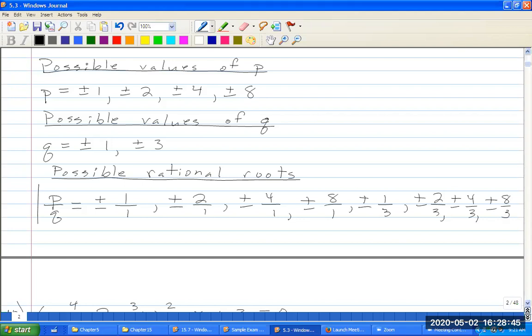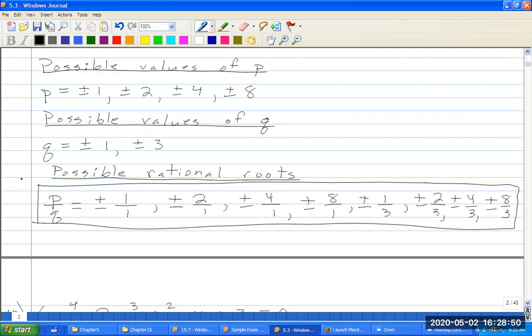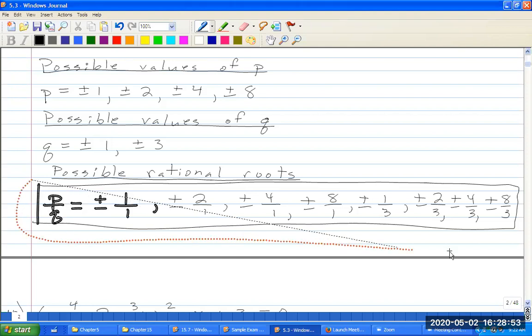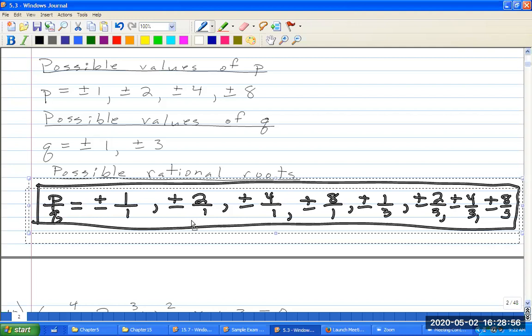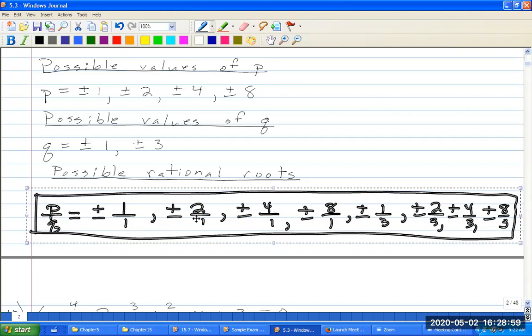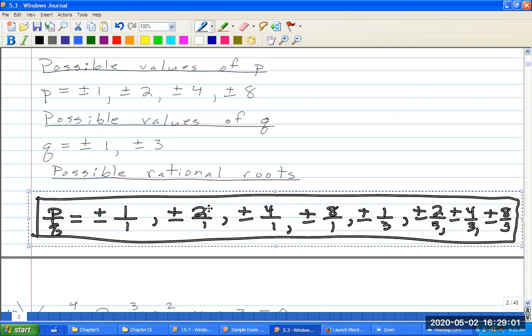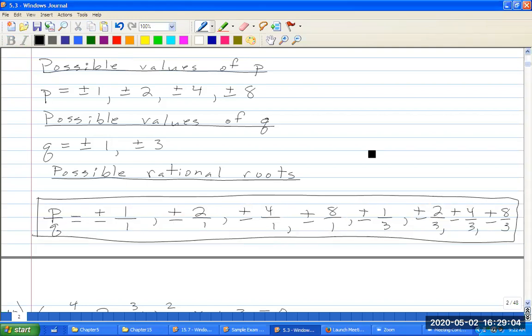So this is a list of all possible rational roots. These are the only roots that could possibly be roots of this equation that are rational. And so I've restricted down from an infinite number to a much smaller number of possibilities. We'll eventually figure out another way to even make this list smaller as you're going through it.